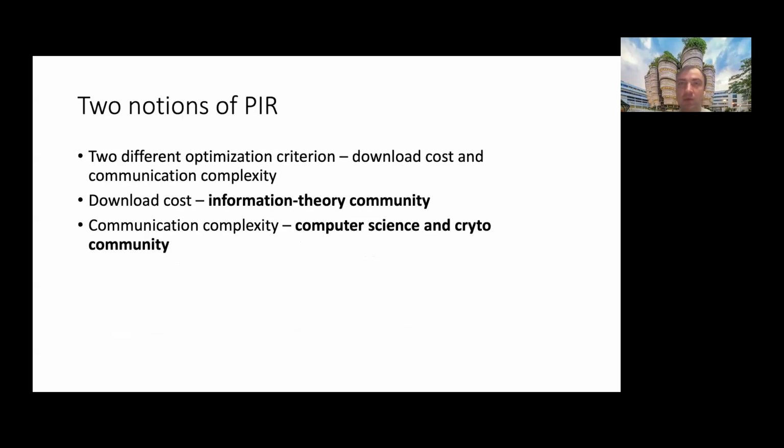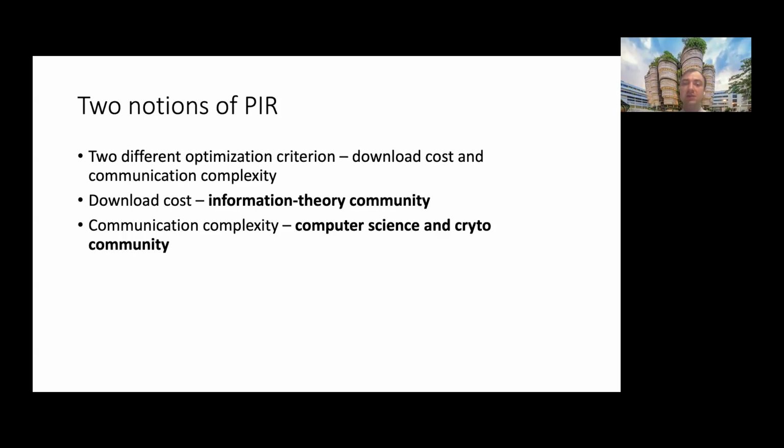Since the topic was introduced in 1996, it has been heavily investigated by many communities. In the literature, there exist two main optimization criteria: download cost and communication cost. In download cost, we consider a database with a small number of files, but the files are extremely large, for example, a database of digital content, movies, and so on. Here we can neglect the upload cost. We count only download, because we don't have a lot of files, but the files are very large. So we can optimize only the download cost.